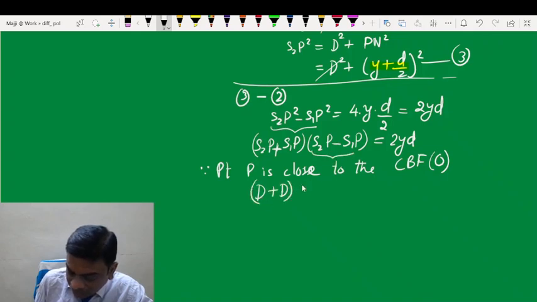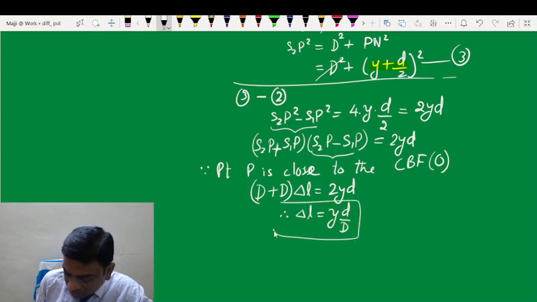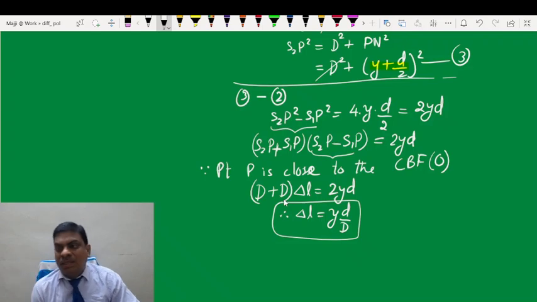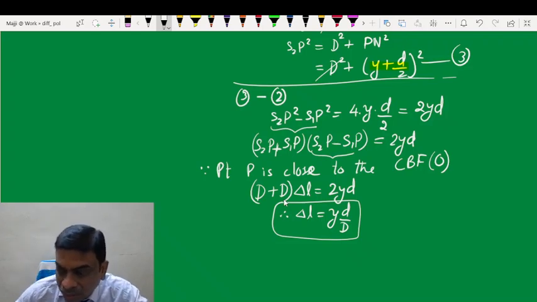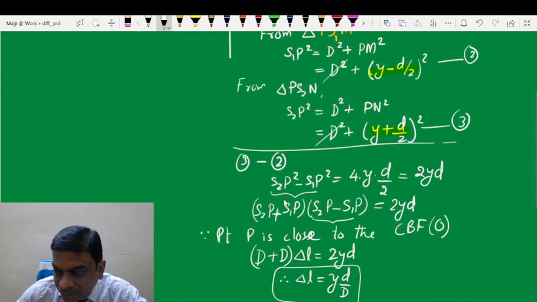So I'll approximately write this as D plus D. And this is the required path difference, students. You can see path difference. So therefore, finally, I can write the path difference as Y small d by capital D. So this is the formula for path difference for the interfering waves at point P.